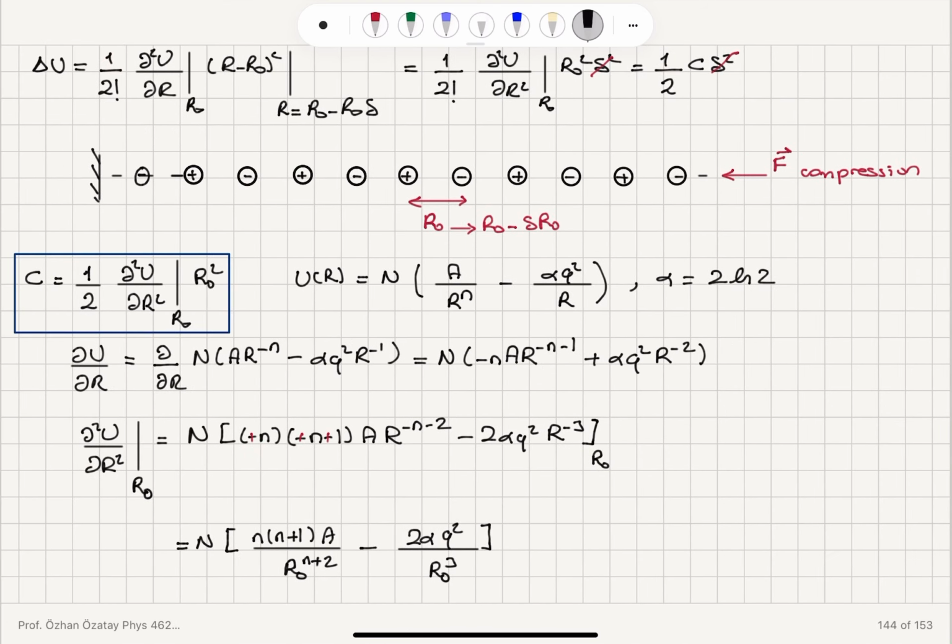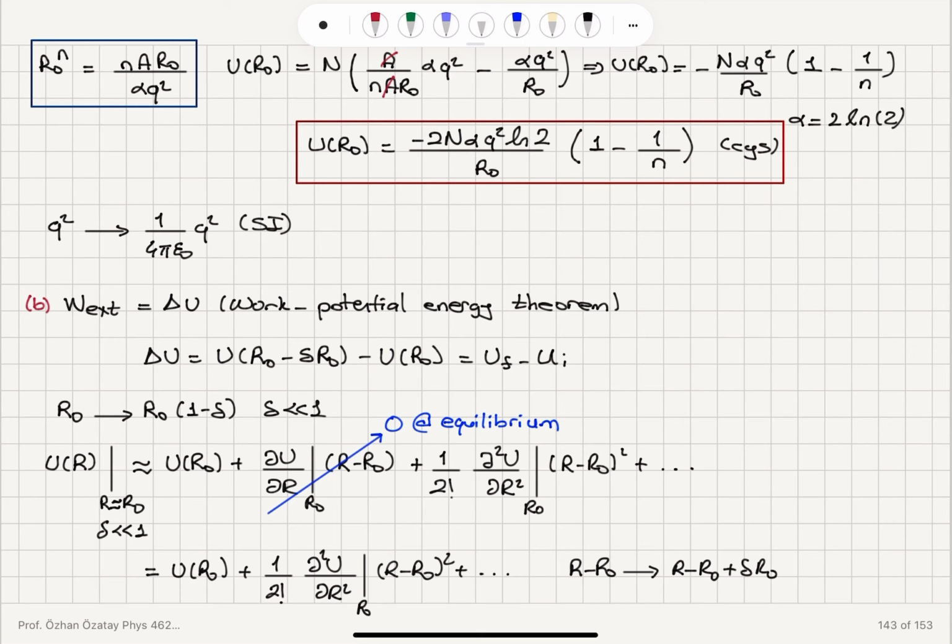All right, so in this second part of the problem, we have applied an external force to compress the crystal. The crystal equilibrium separation was R0. The new separation is R0 minus delta R0. And when we do that, we can use the work potential energy theorem. The work done by the external force is the change in the potential energy. So the potential energy goes from U of R0 to U of R0 minus delta R0.